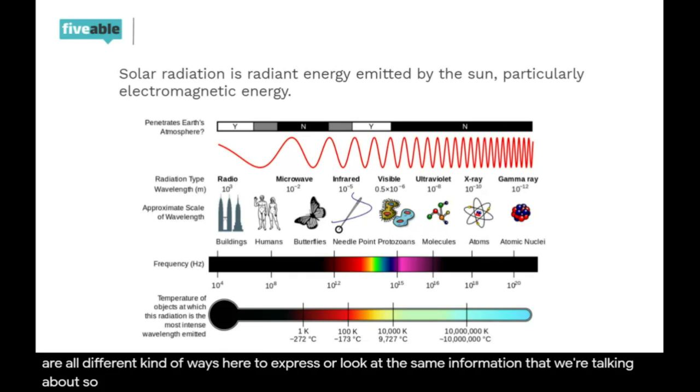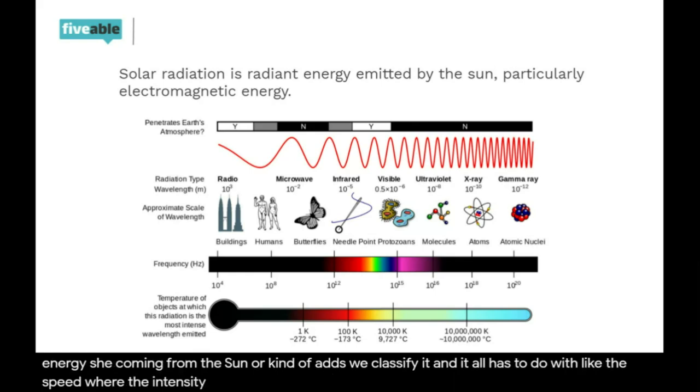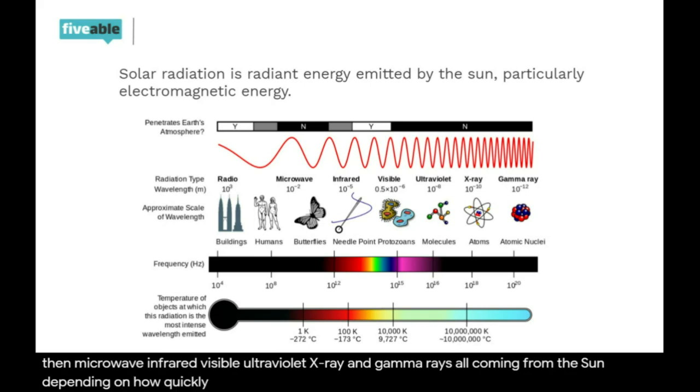If you follow that red squiggly line from left to right, these are the different types of energy coming from the sun, as we classify it. And it all has to do with the speed or the intensity of that energy. So radio would be the slowest, least intense, and then microwave, infrared, visible, ultraviolet, X-ray, and gamma rays, all coming from the sun, depending on how quickly they move.